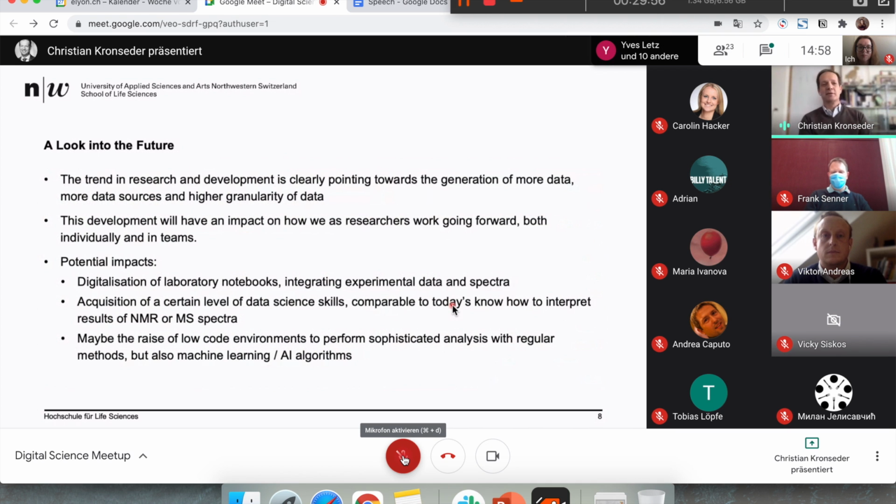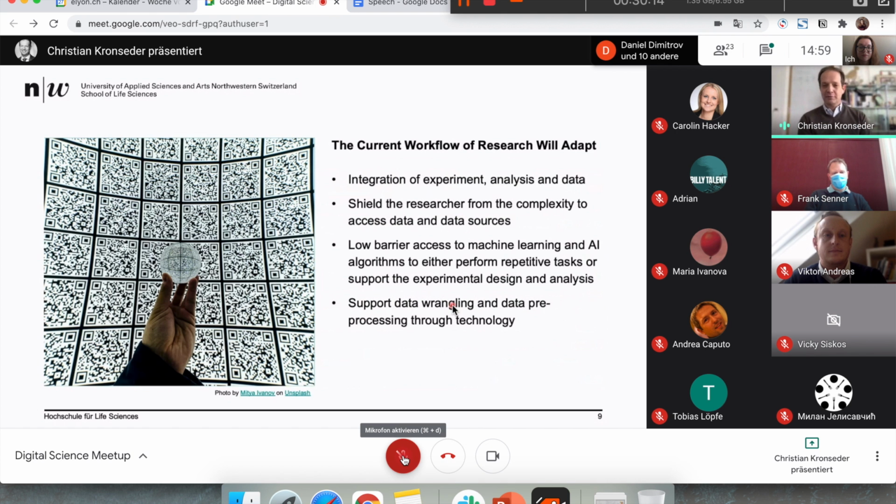And maybe there's some sort of a low-code environment thing happening, so that in case you cannot actually code programs on the computer, you can at least stick together different modules that give you the desired outcome. And that remains to be seen. So looking into my crystal ball, I could see a future that will look like this. Integration of experiment analysis and data. Shielding the researcher from the complexity of data access and data sources.